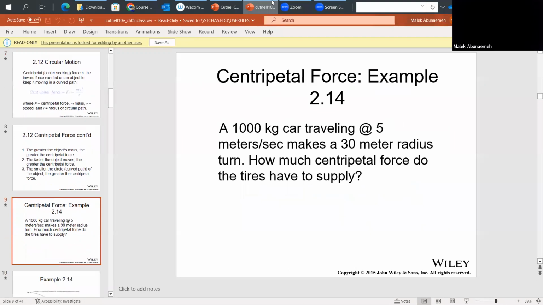So let's say we have this question over here. You got a 1,000 kilogram car traveling at 5 meters per second, makes a 30 meter turn. How much centripetal force do the tires supply?